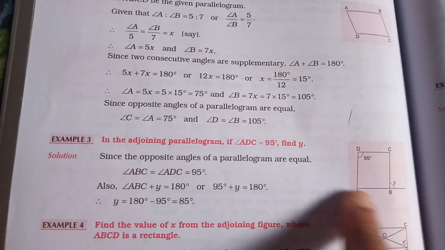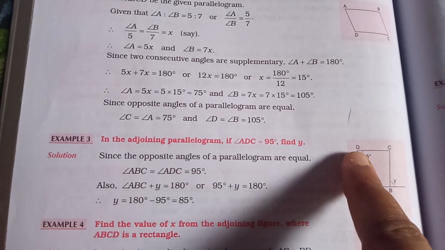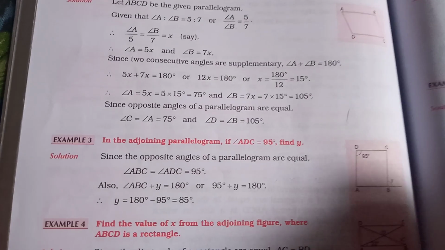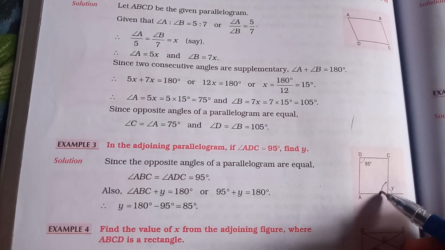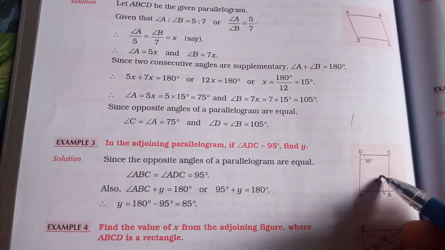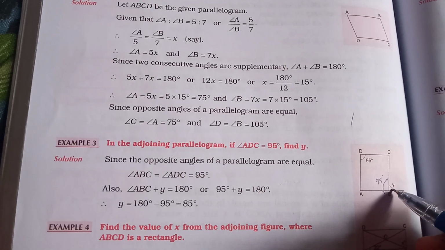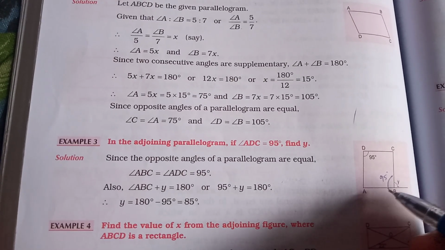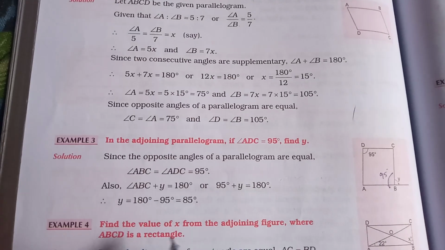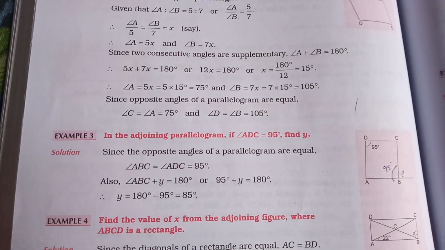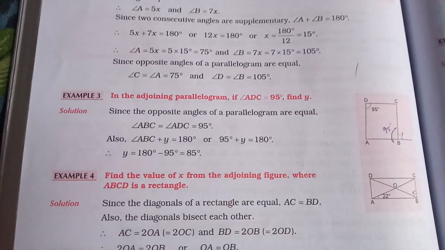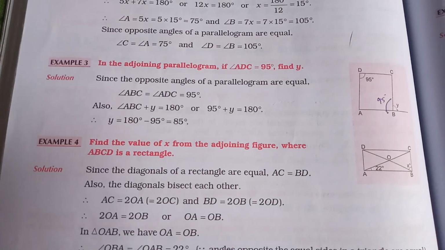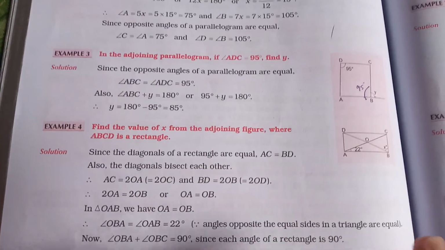Now what is this? This is again a parallelogram. The opposite angles are equal, so this is 95, so this is also going to be 95. 95 plus Y is equal to 180 because it is a straight line. Remember the straight line concept. So Y is equal to 180 minus 95, that is 85. Now let's go to the next question, that is example number 4.